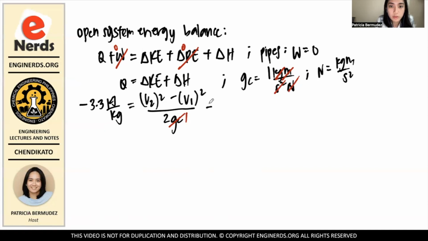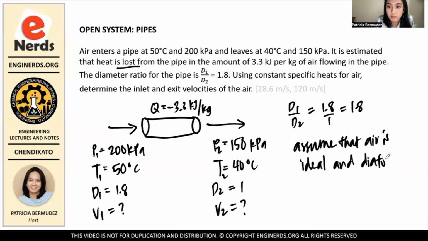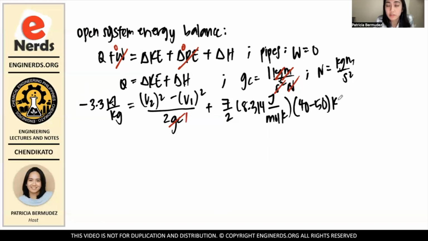And then for delta H, we're going to use the specific heat of air. Okay? And we have to assume that air is ideal and diatomic. So our CP is 7 over 2 R, and we use 8.314 as our R, and the unit for that is joules per mole Kelvin. And then we have to multiply it by the change in temperature, which is 40 minus 50, and this is in Kelvin because the change in temperature in Celsius is the change in temperature in Kelvin. And you can see that Kelvin will get canceled off, and the unit that will remain is joules per mole.